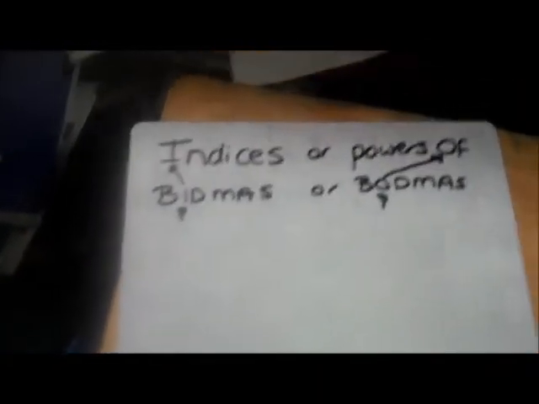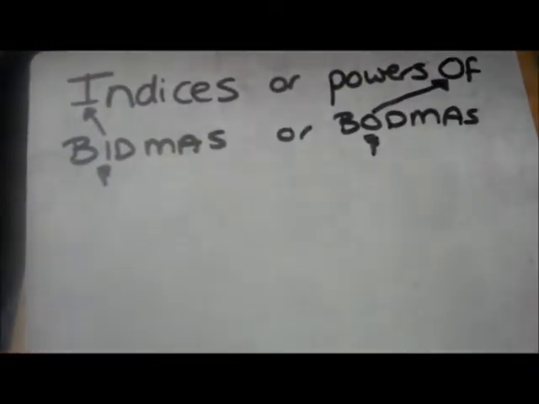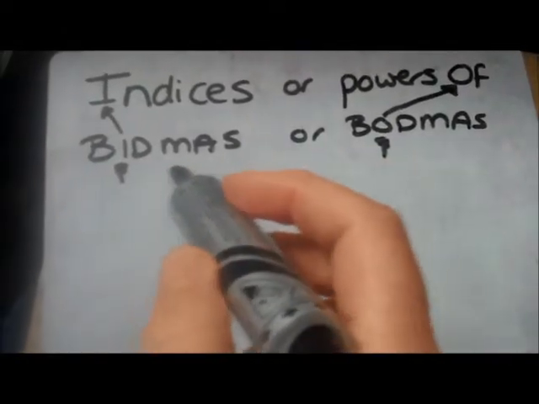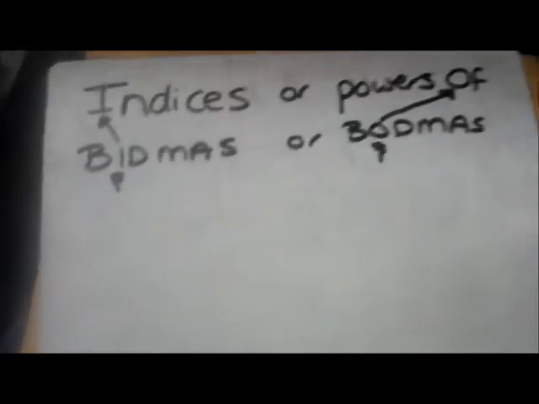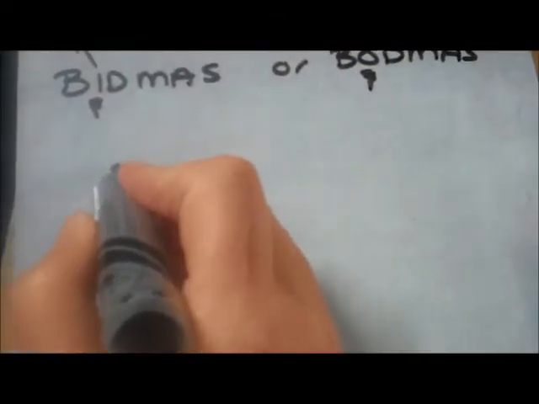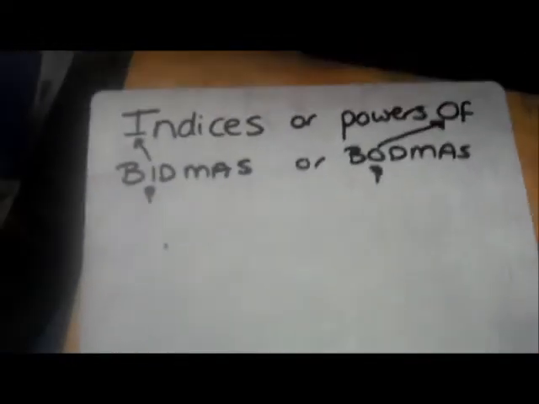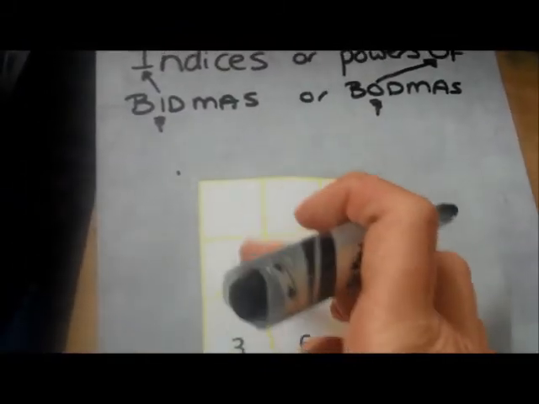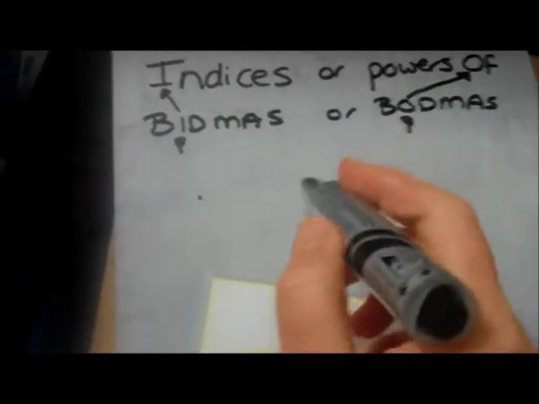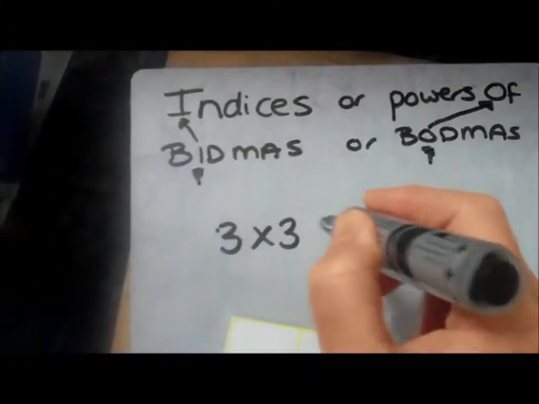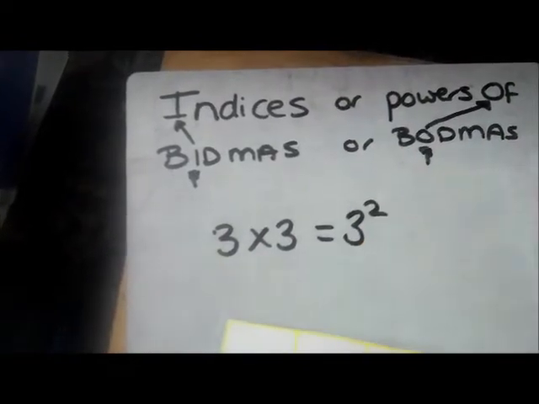And we have a special way of writing them as well. Let me get rid of all of these. So we use the word indices or powers of. That's the I and the O in BODMAS or BIMDAS, however you may have learnt it. But basically, if I write something multiplied by itself, so for example, say I had this 3 by 3, it's 3 squares across and 3 squares down and a total of 9. I could say it's 3 times 3, which equals 3 squared.